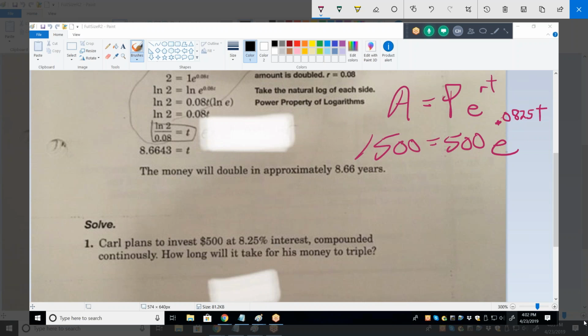And notice that I don't even need to know the 500. He could have just said he plans to invest X amount of money. How long does it take to triple? And I could still do the problem because the very first step is to divide both sides by 500. So you end up getting this. It would not matter what you started with. You're still going to triple it in this amount of time. Now, do you know how to solve that from there?